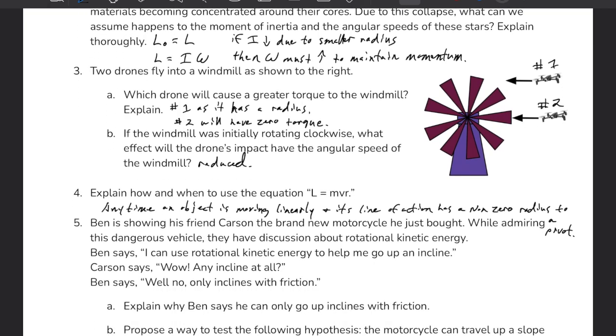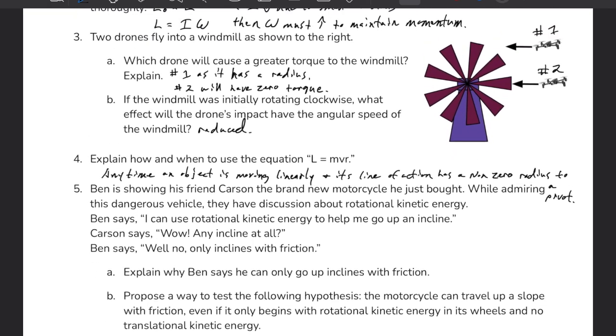Ben is showing his friend Carson the brand new motorcycle he just bought. While admiring this dangerous vehicle, they have a discussion about rotational kinetic energy, or KROT. I can use KROT to help me go up an incline. Wow, any incline at all? Well, no, only inclines with friction.